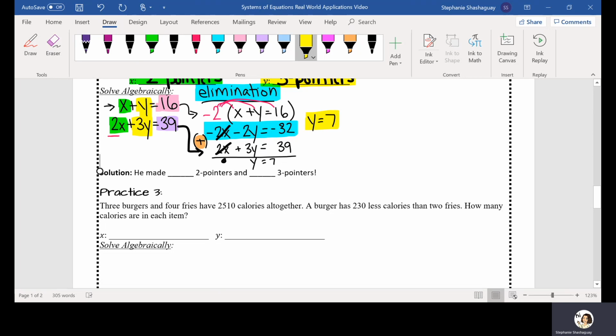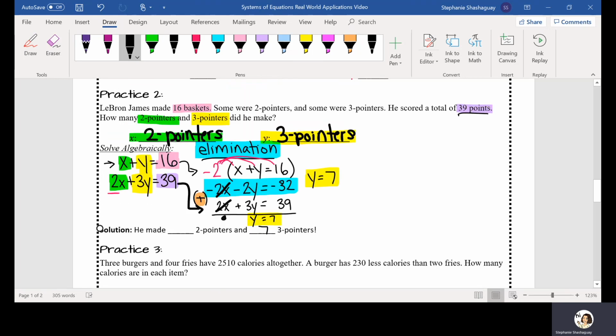So now that I found that my y was equal to 7, I can fill that in down here. He had 7 3-pointers. Now I need to find how many 2-pointers LeBron shot. Okay, so y was equal to 7. To find x, I'm going to use my x plus 7 is equal to 16. If I subtract 7 and subtract 7, x is equal to 9.